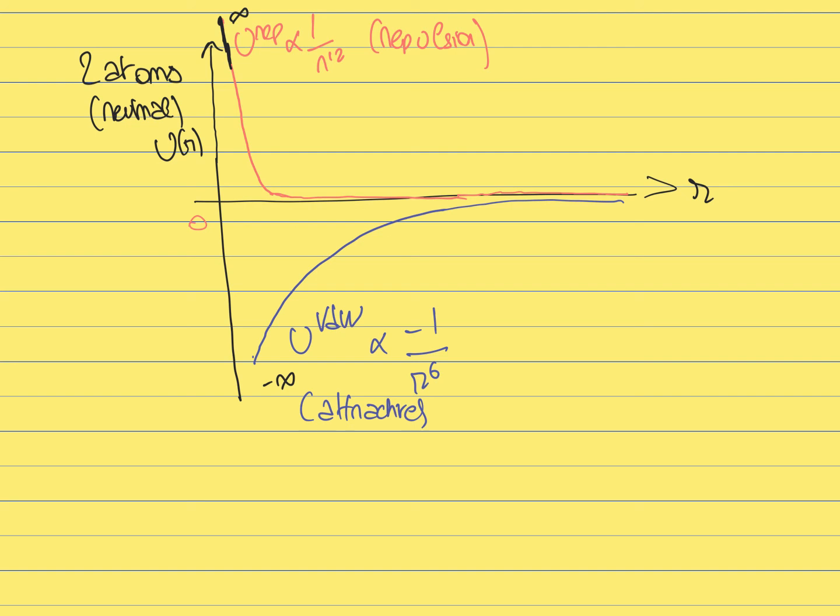Now at a larger distance, it's the function 1 over R6 that is dominating. At large distance, the 1 over R12 function is already very close to 0. It has decreased to 0 very quickly. So now it's the function 1 over R6 that is dominating at a large distance.